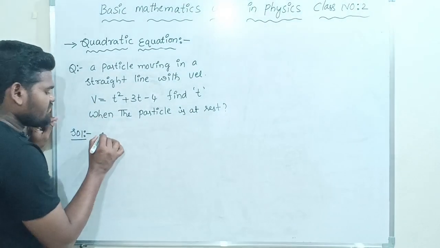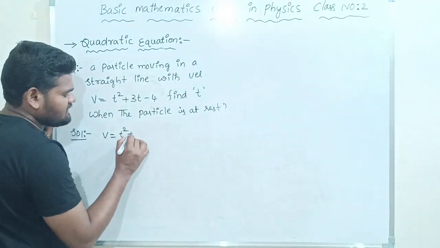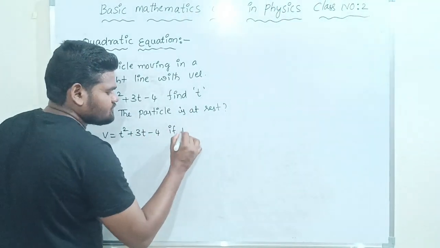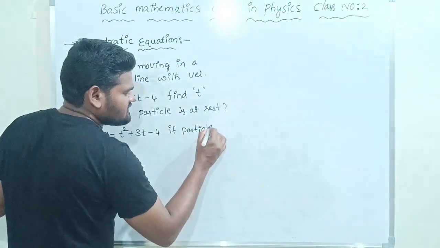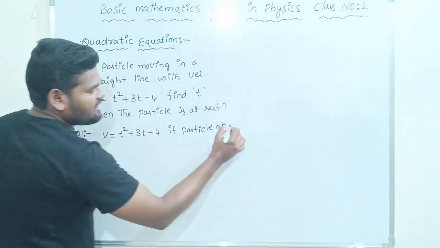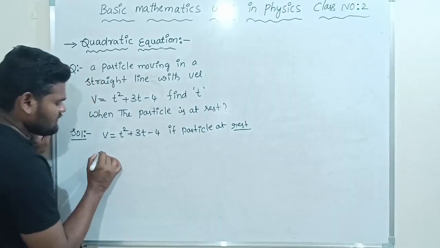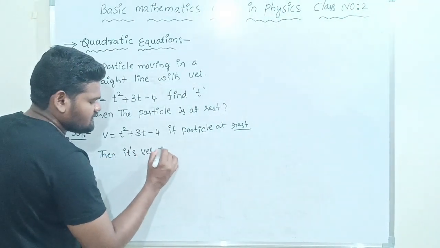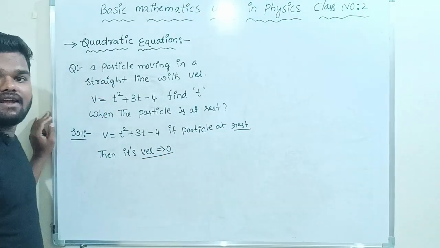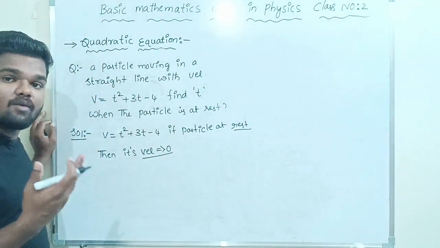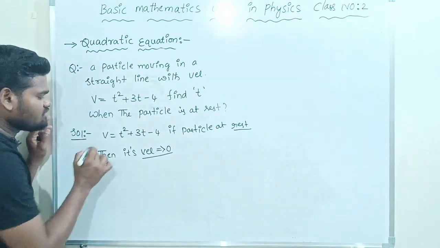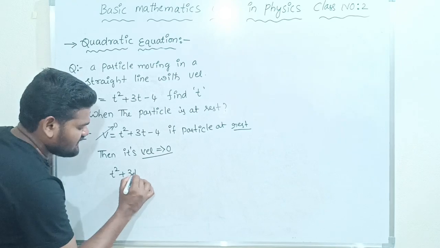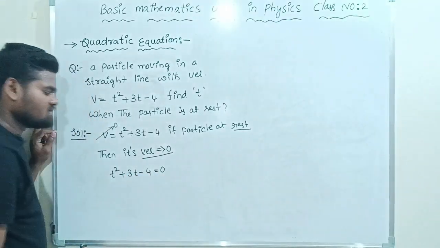Okay, so the given equation is what? v is equal to t square plus 3t minus 4. If the particle is at rest, then its velocity is equal to how much? 0. At the rest position, the velocity of the particle is 0. So the velocity term becomes 0. So the equation becomes t square plus 3t minus 4 is equal to 0.